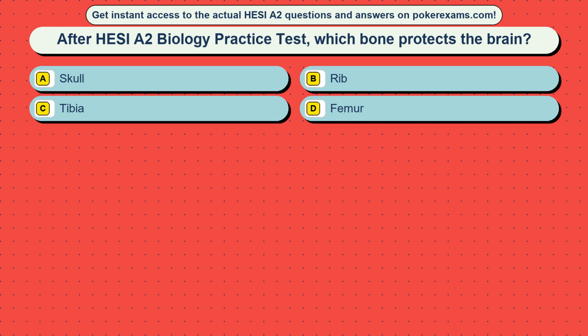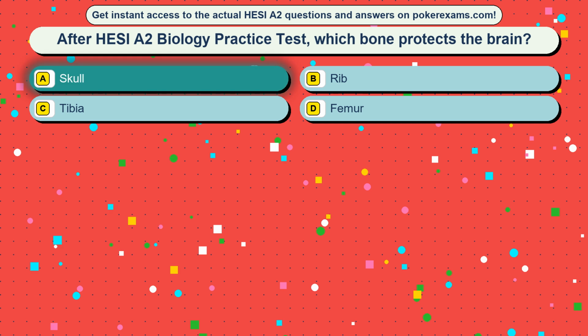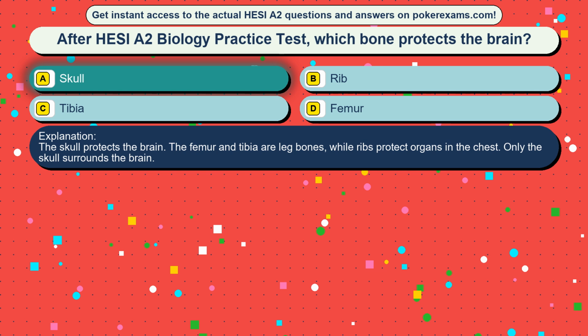Question 46. On the HESI A2 Biology practice test, which bone protects the brain? Option A, skull. Option B, rib. Option C, tibia. Option D, femur. The correct answer is option A, skull. The skull protects the brain. The femur and tibia are leg bones, while ribs protect organs in the chest. Only the skull surrounds the brain.